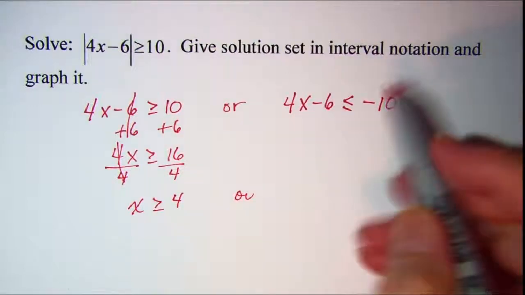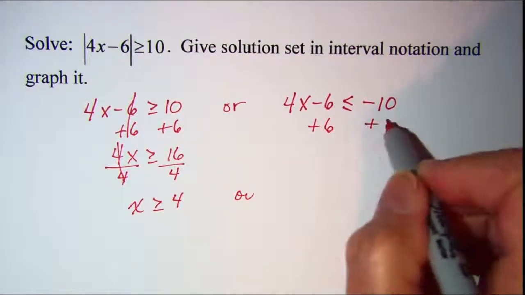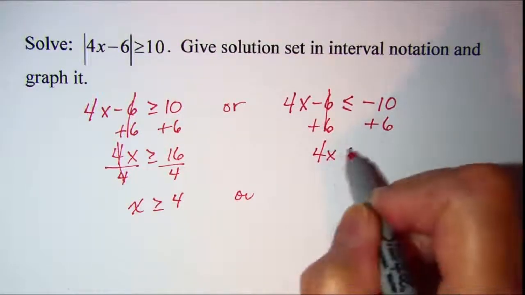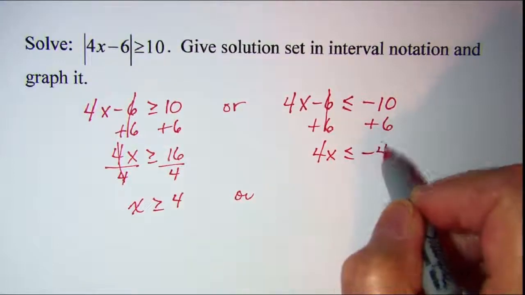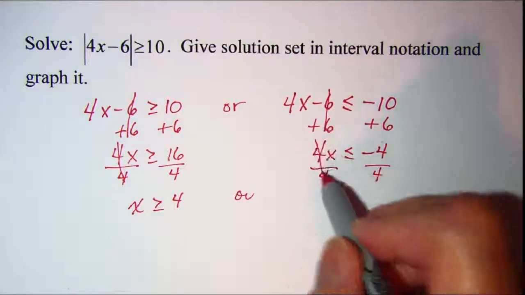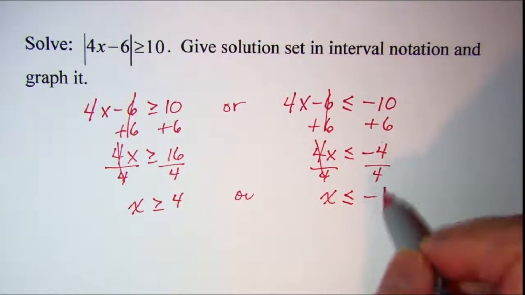Or, and then we'll do the same thing. We'll add 6 here to both sides. These will cancel. 4x is less than or equal to negative 4. Divide both sides by 4. These will cancel, and x is less than or equal to negative 1.